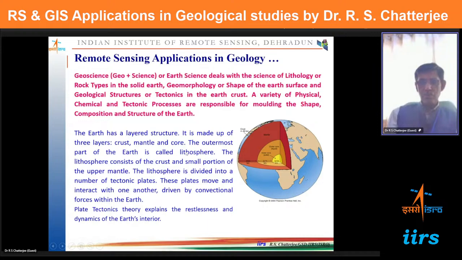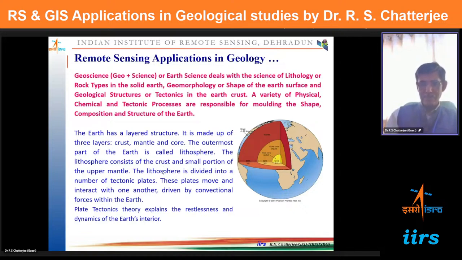Now you see the outermost part of the earth is called the lithosphere. And this lithosphere essentially consists of the entire crust and a small portion of the upper mantle. And below that, there is the asthenosphere. Now this lithosphere is not continuous over the earth. It is divided into pieces, and some pieces are very large. There are major pieces and many small pieces. And these pieces are known as the tectonic plates.